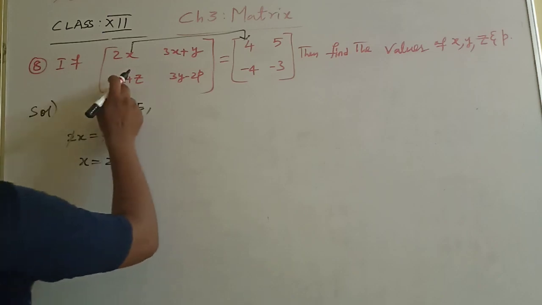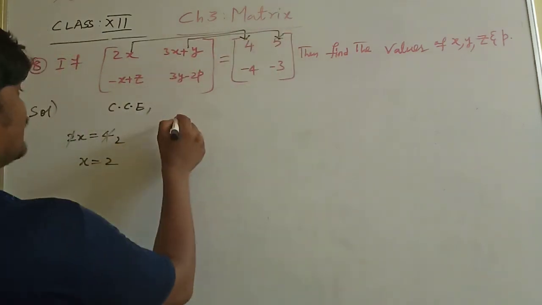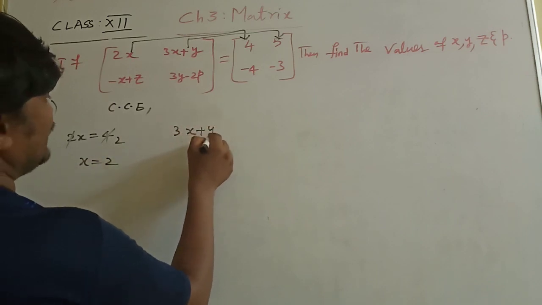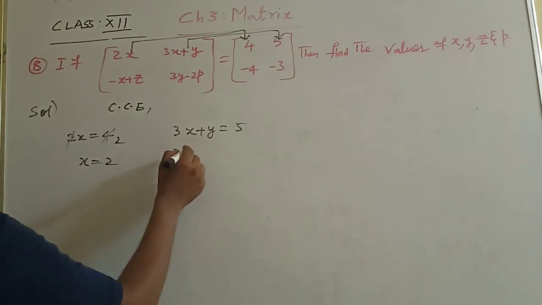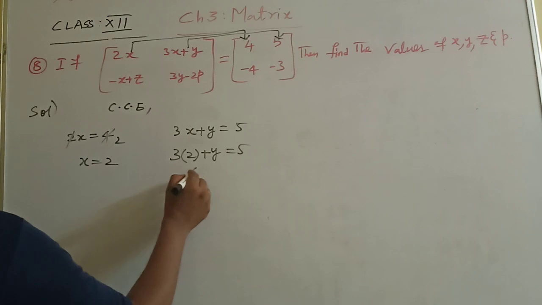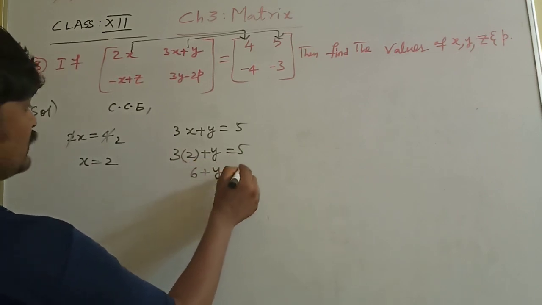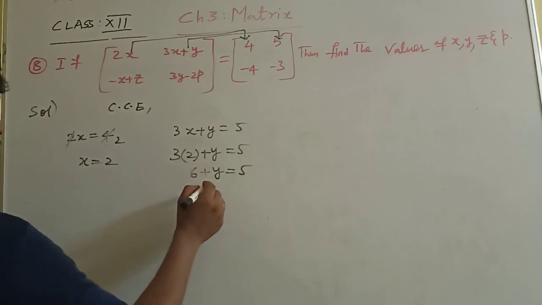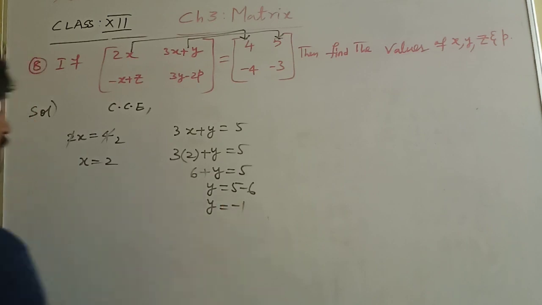Now just substitute in the next one. The second element with the second one is 3x plus y is equal to 5. 3 into x, which you got as 2, plus y is equal to 5. 3 twos are 6, so 6 plus y is equal to 5. Plus 6 goes to that side as minus 6. y is equal to 5 minus 6, y is equal to minus 1.